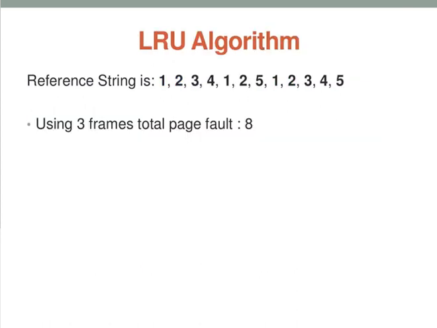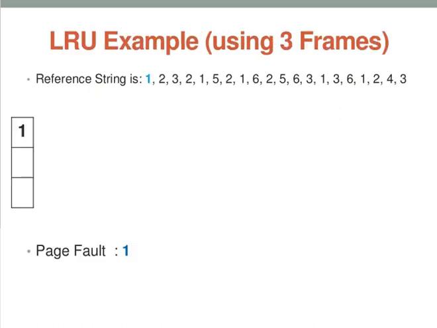So now let's take a second example. Reference string for this LRU algorithm is 1 2 3 4 1 2 5 1 2 3 4 in this example by using the three frames, and here the total number of page faults is equal to 8. So let's start. Here it's page 1.